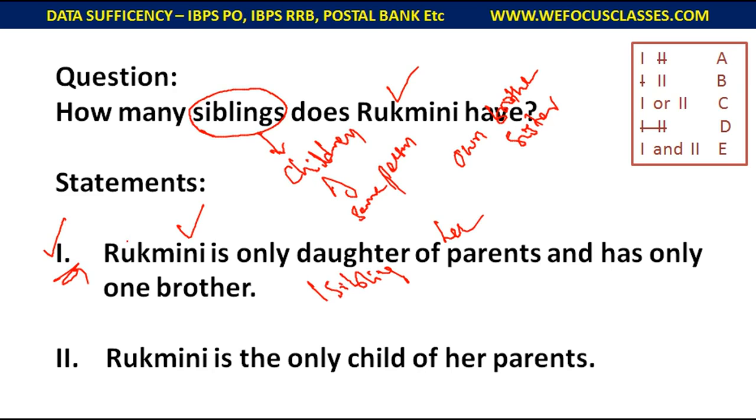So this is done. Now by using the first statement, as you got the answer, you can say that the first statement is sufficient. So you have two possibilities: one is A and one is C. Now you need to check whether the second statement is sufficient to answer the question or not.